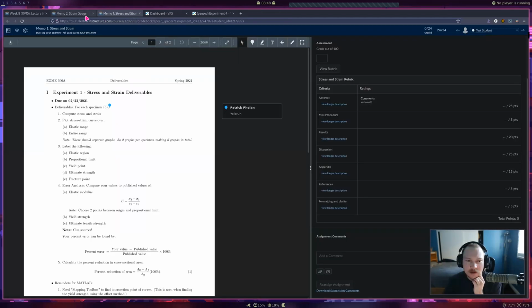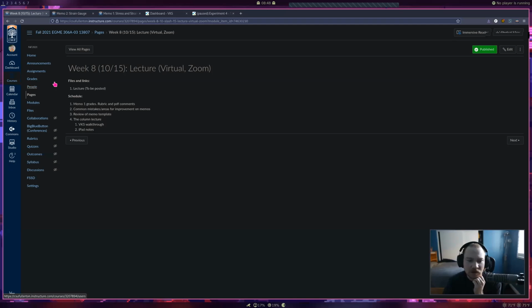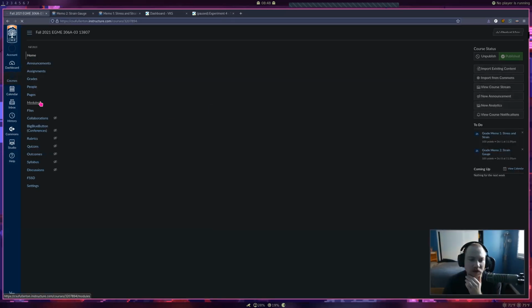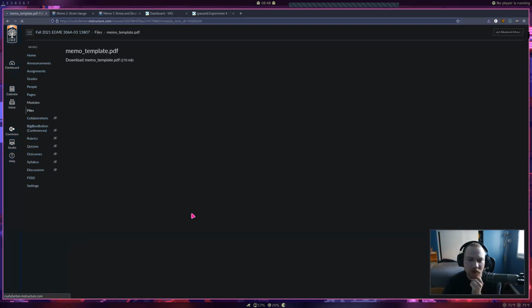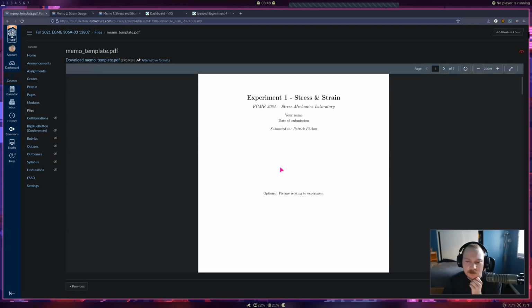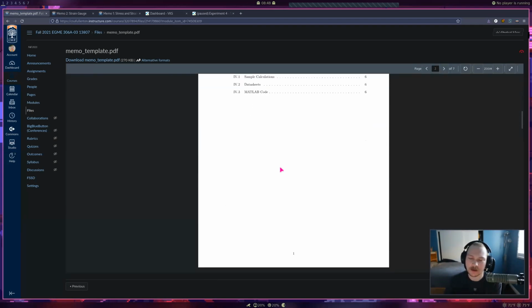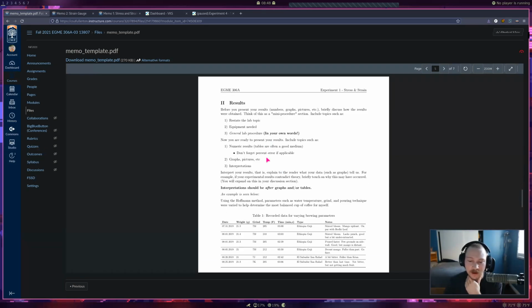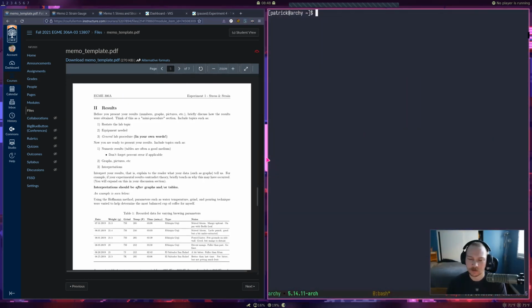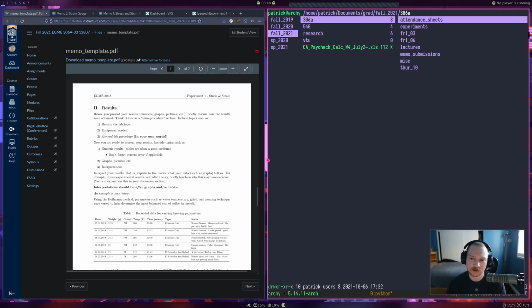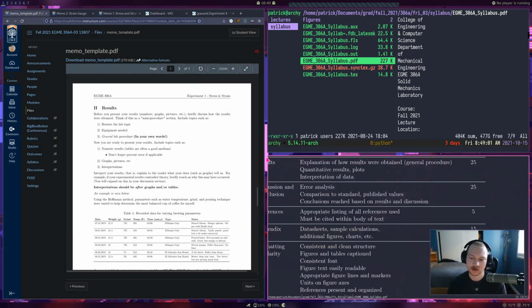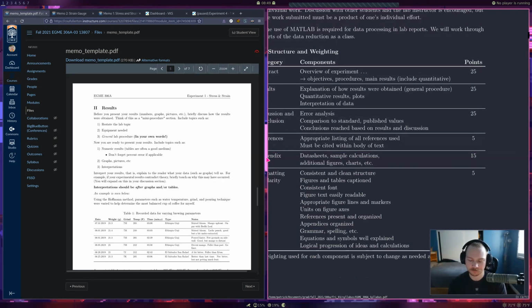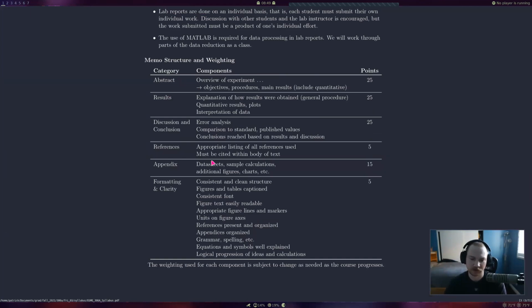So if you guys didn't catch it in the beginning, to access the memo template, go to the modules page, and then resources at the very bottom, click on memo template. You can check this out. So this just shows the format and a description of what each section should have. This is a more in-depth description of what each section should have compared to the syllabus. But the syllabus has this too. It's just not quite as detailed. So if you go on the syllabus, it'll look like this for each section.